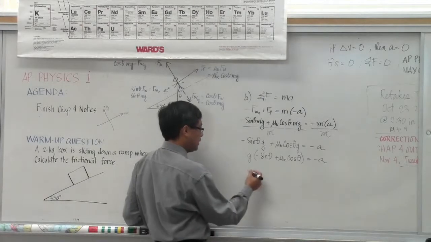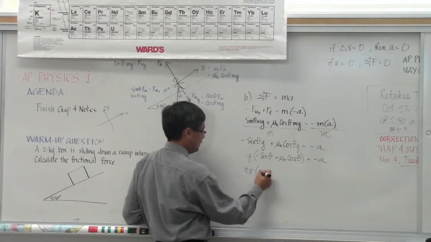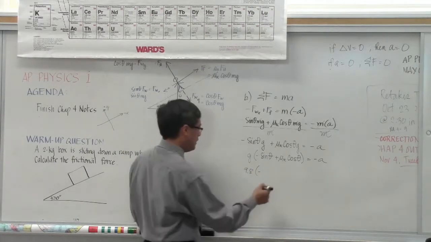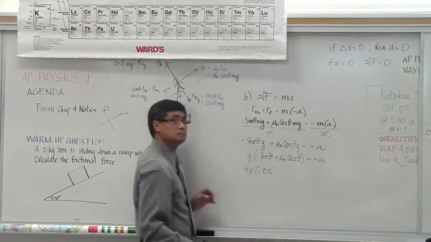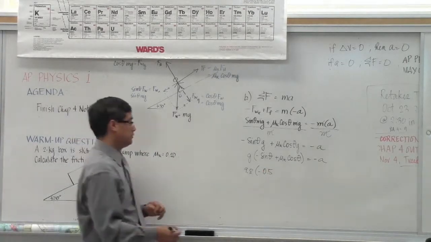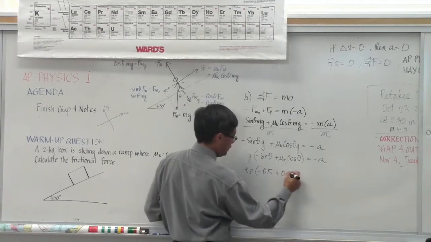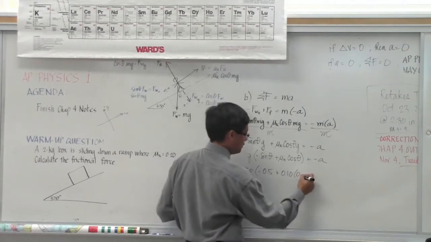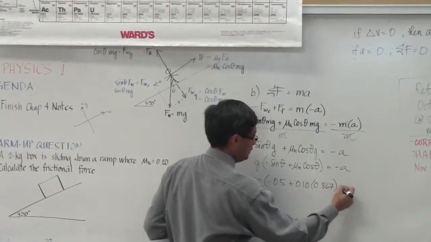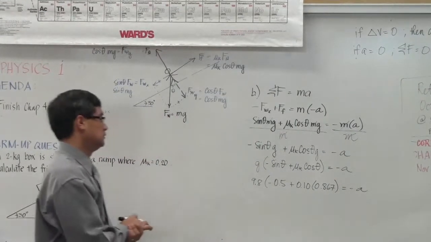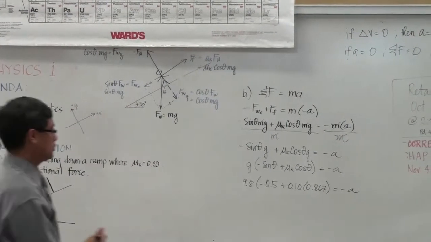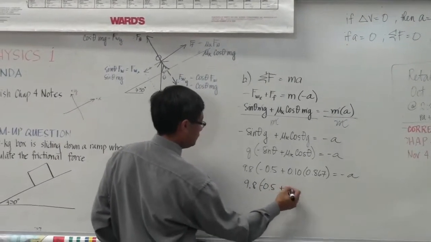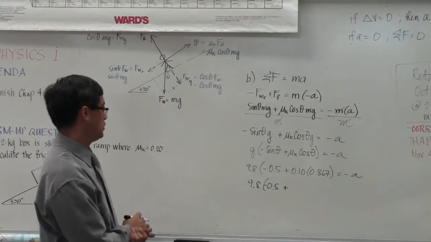Okay, now let's plug in our numbers. 9.8 times negative, how much is sine 30? Sine 30, if I'm not mistaken, is 0.5. Yeah, sine 30 is 0.5. And then times 0.10 times cosine 30, which if I'm not mistaken is 0.867, equals negative a. Alright? So it's going to be 9.8 times negative 0.5 plus 0.0867.